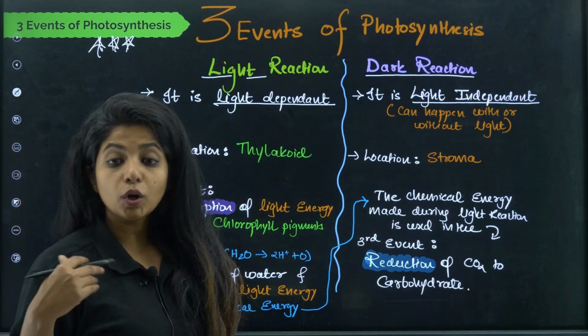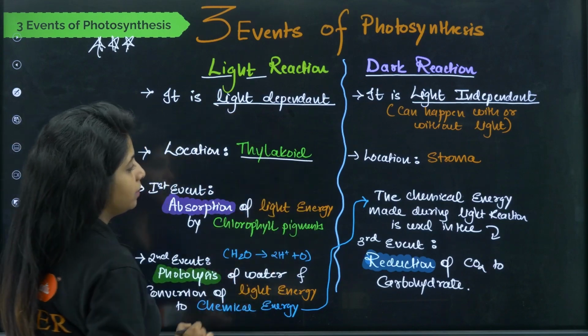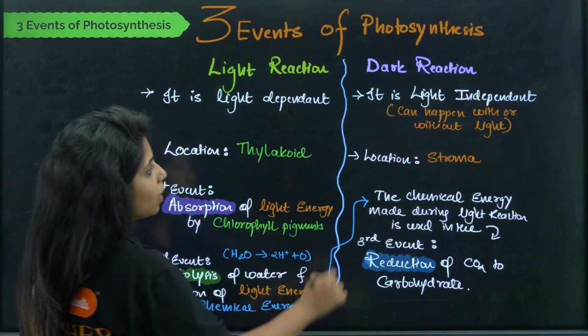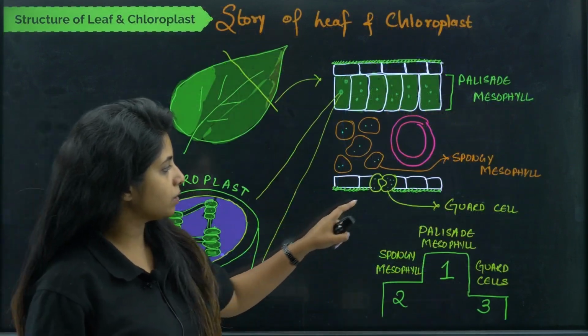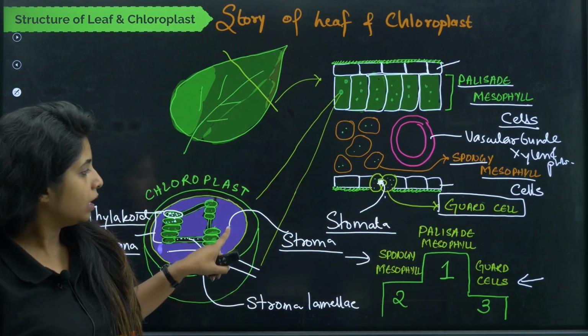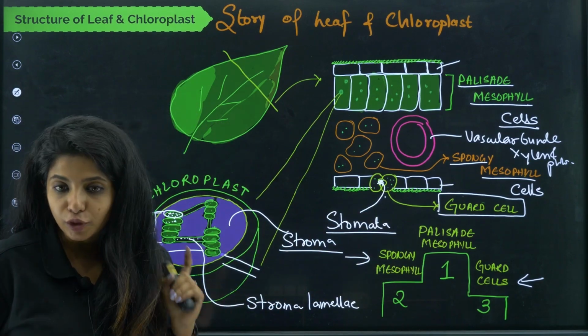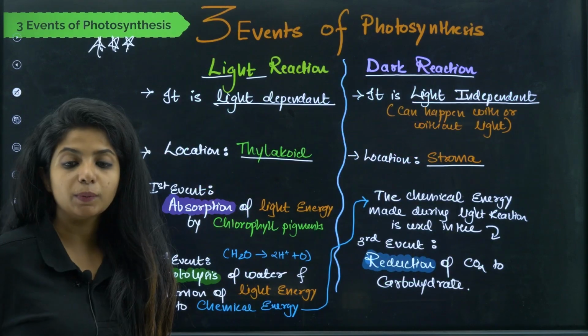Okay. Now the location, where do you think that these reactions are happening? In the thylakoid. So this area is where your light reactions are happening. And now dark reactions are happening in the stroma, my dear children. So this is the place where dark reactions would be happening. Cool? Now, going ahead, let's start with the steps.